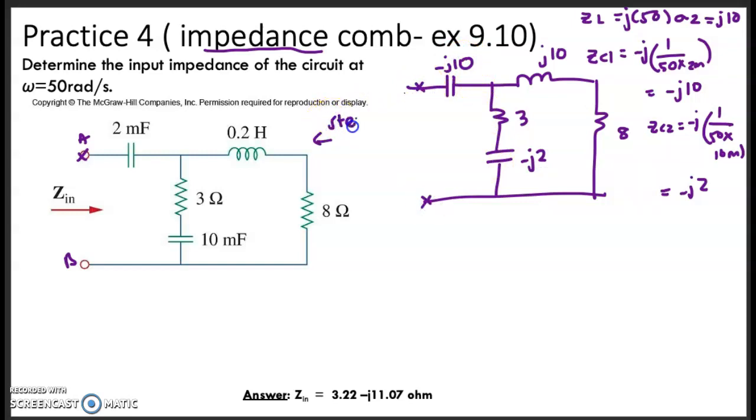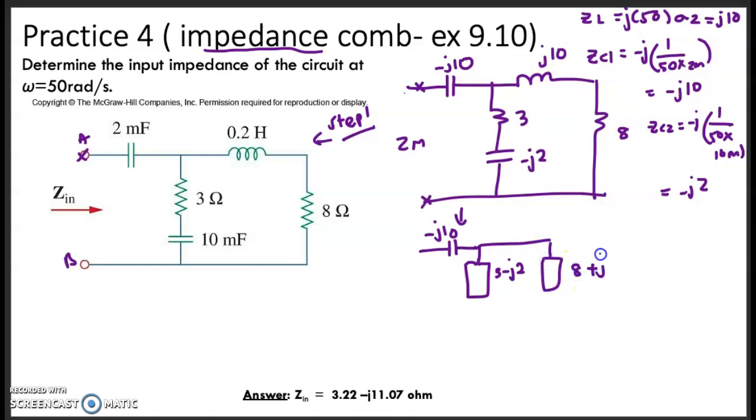So this is step number 1. Always convert everything to become the phasor domain. So you're looking from here, what is the equivalent resistance? Slowly move down. Here is again a capacitor minus J10. You can combine 3 and minus J2, which are in series. Just make a box to become 3 minus J2. And this one, inductor J10 and 8 are in series, so you just need to add. So it becomes 8 plus J10.